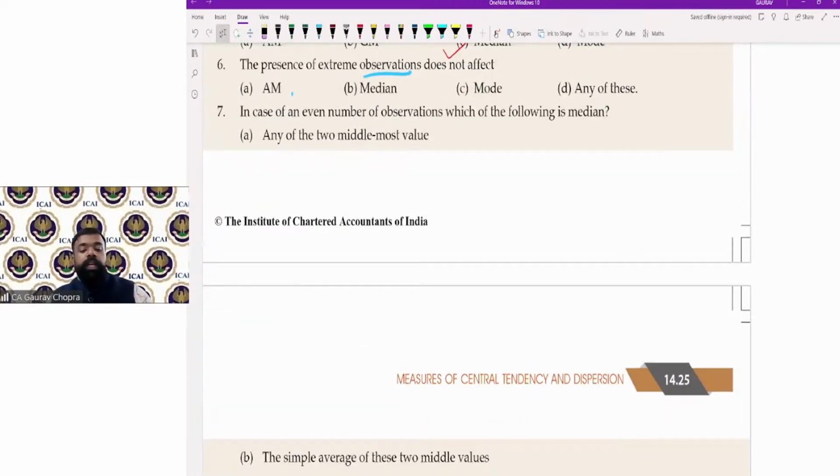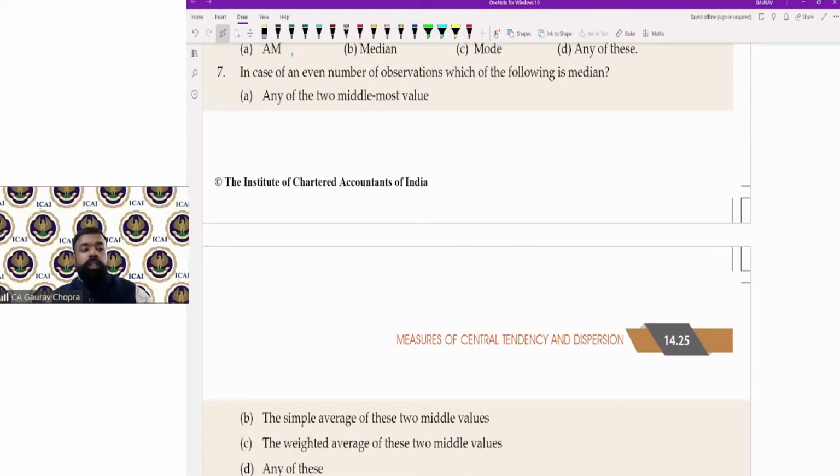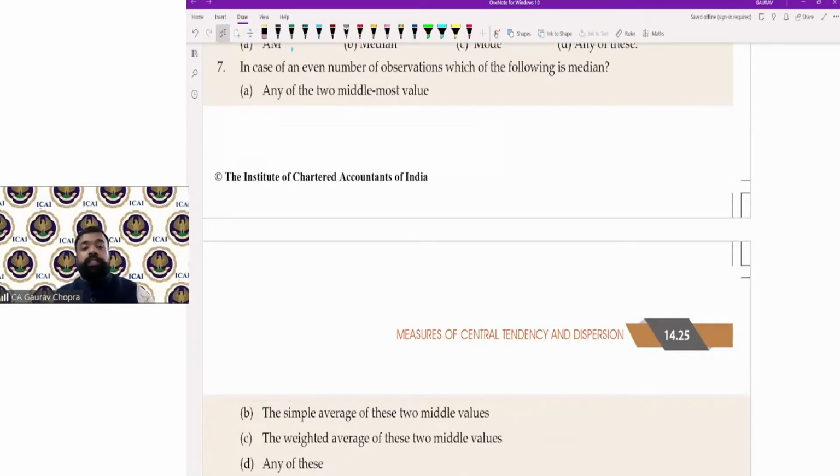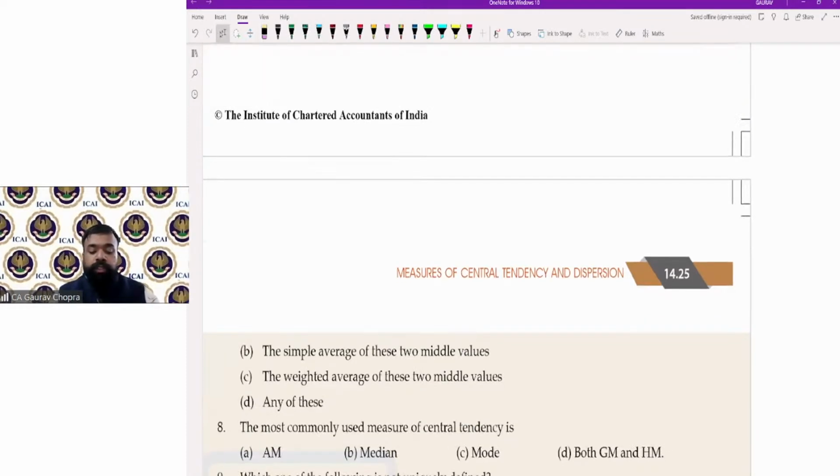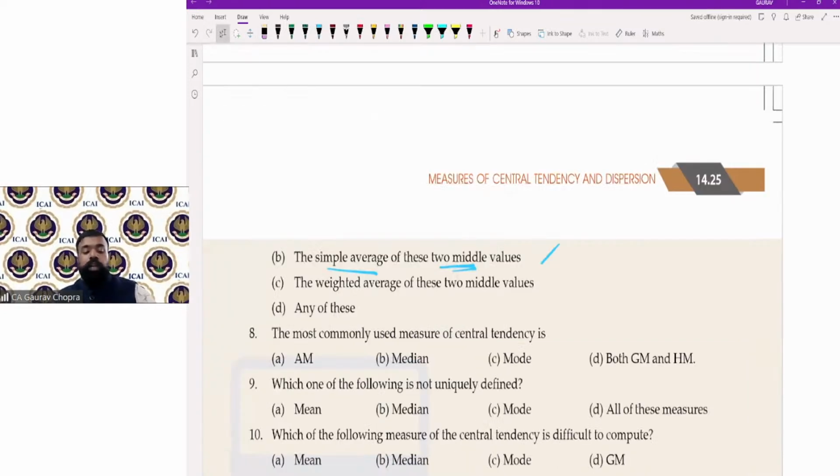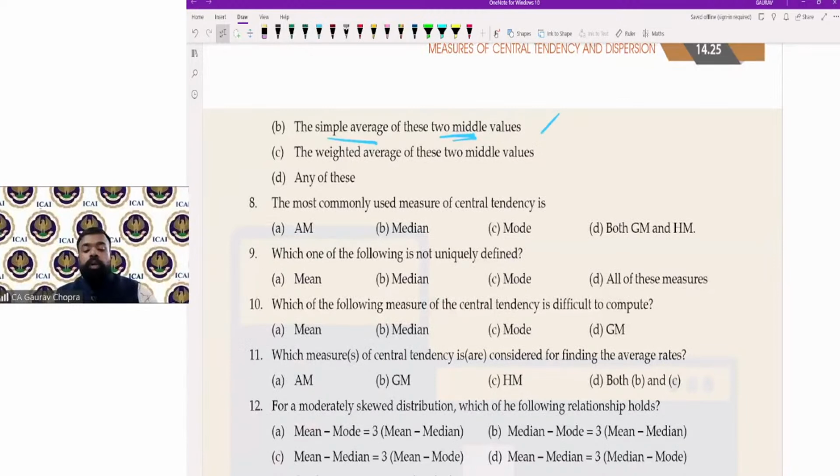Now 7, in case of even number of observation, which of the following is median? अगर even number होता है, that means we have to find out the average of middle two observation. So the simple average of two middle values. Then most common use of measure of central tendency. सबसे ज्यादा काम में आने वाला mean कौन सा है? Arithmetic.